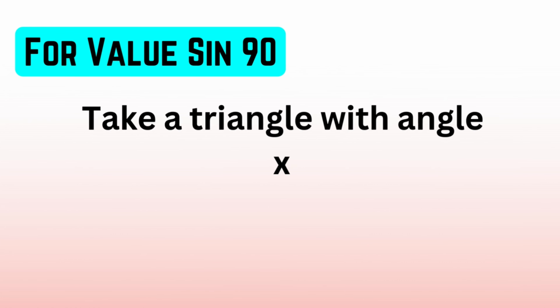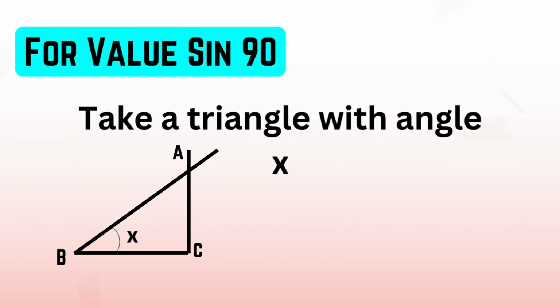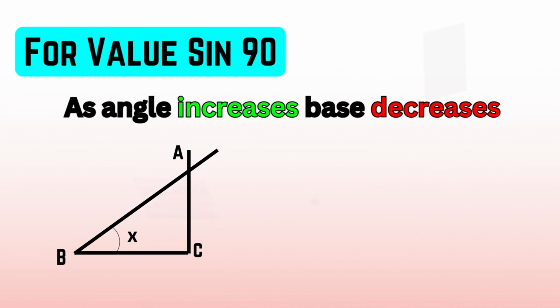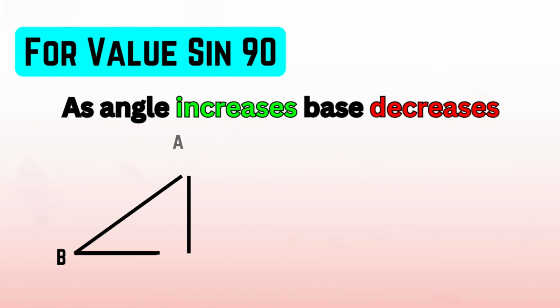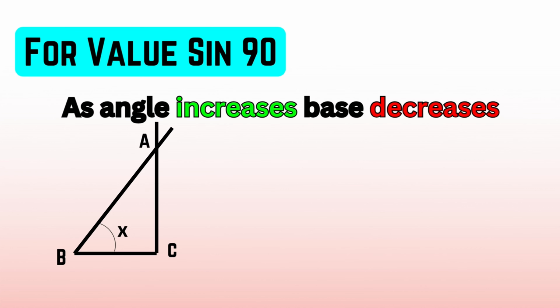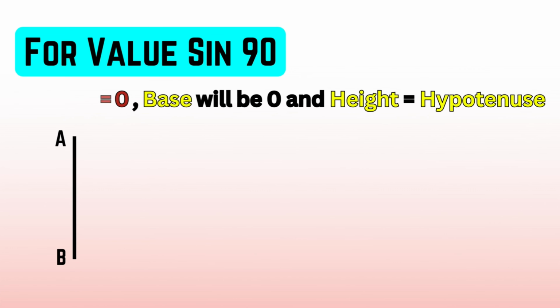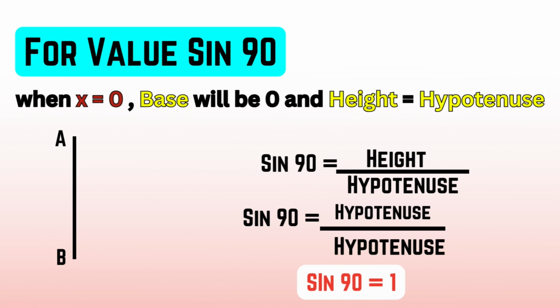Almost the same case with sin 90. In the same way, take a triangle with angle x. This time we will decrease the base. Again, observe that as the base decreases, the angle increases. So when the angle equals 90, the base will be 0 and the height will be equal to the hypotenuse. Since the height and hypotenuse are the same, by solving the equation, we will get 1.